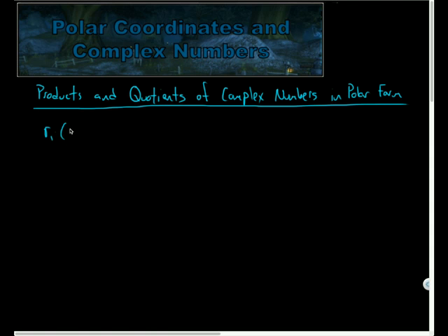So let's consider the product of two complex numbers. If I have r1 times cosine of theta 1 plus i times sine of theta 1, and I'm multiplying this by another complex number, r2 times cosine of theta 2 plus i sine of theta 2. Let's see if I can multiply this out and simplify to get a nice, concise form. I'm just going to rearrange things. So r1 times r2 is r1 r2, right? I think we're fine with that.